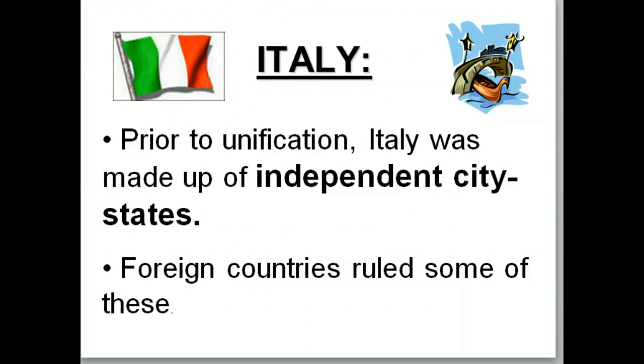So prior to unification, Italy was made up of independent city-states, and so each little city would control the territory around it, which ends up being called a city-state. So like, for example, Venice was one, Florence was one, Rome was one, Naples, etc. Now, some of them had been taken over by foreign countries. Napoleon controlled a bunch of them, and so France is still going to control some. Austria is going to control some. The Ottomans are going to come in and try to control some. They won't be so successful. So not all of them are purely Italian at this point.